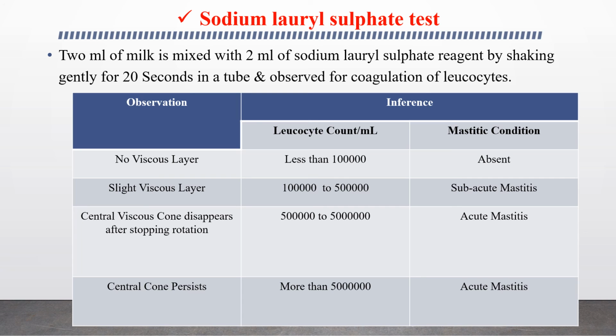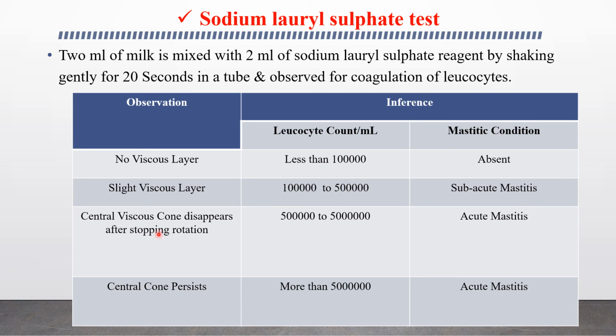After shaking, if no viscous layer is formed, it indicates that milk contains less than 1 lakh leukocytes per ml, which indicates the absence of mastitis. If a slight viscous layer appears, then it indicates that milk contains leukocytes between 1 lakh to 5 lakh, that is subacute mastitis.